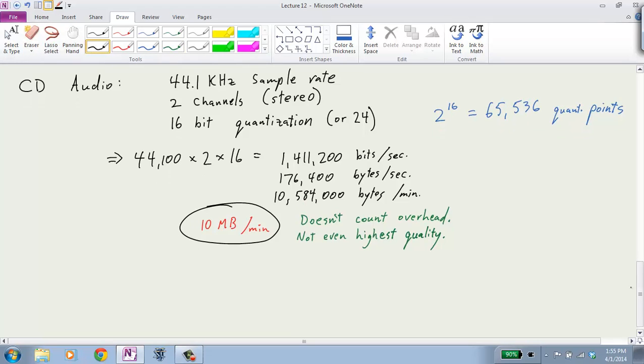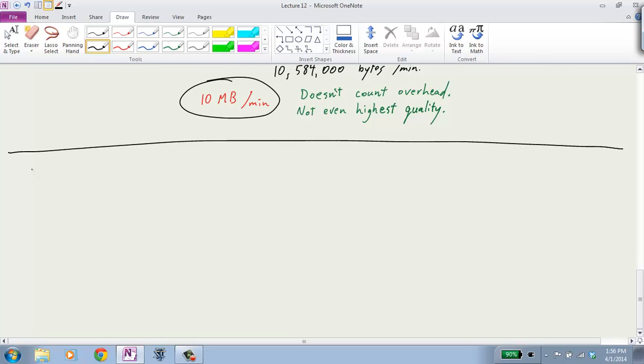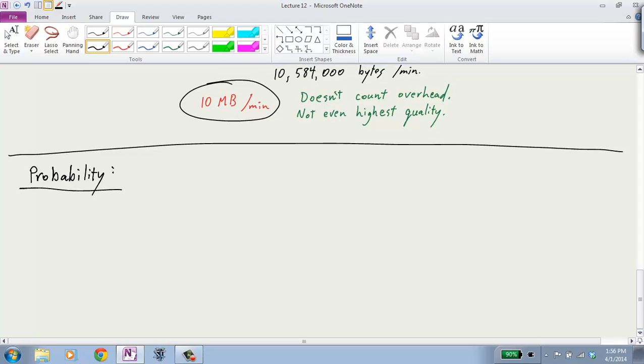Okay. So to understand quantization, what we're going to need is some probability. So I'm going to take the next portion of this lecture to give a probability primer.